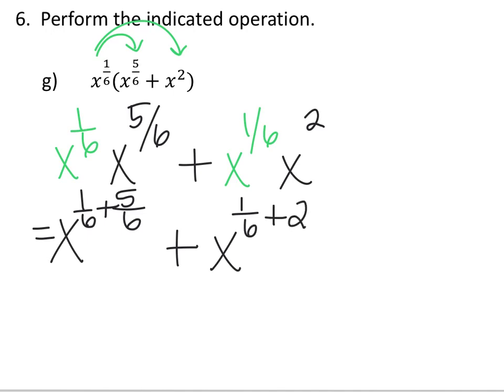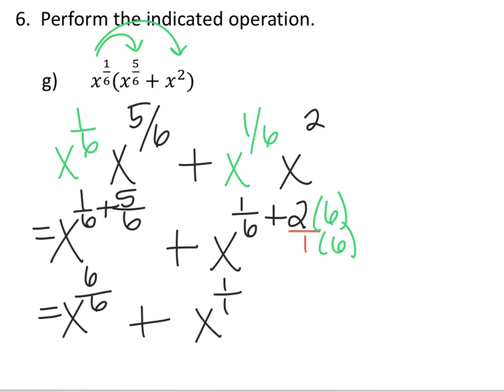So the first addition already has common denominators. So we just add the top and keep the denominator the same. So that's going to be x to the 6/6. Plus, here we do not have common denominators, so let's get common denominators. So let's put the 2/1, and we can get a common denominator of 6. So we can multiply the top and bottom by 6. So we're going to end up with x to the 1/6 plus 2 times 6 is 12/6.